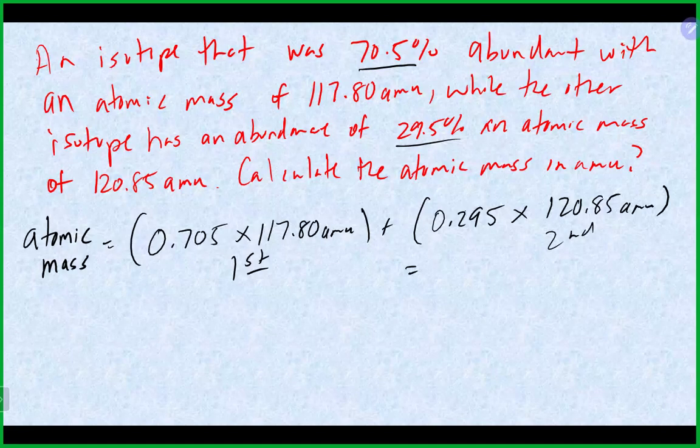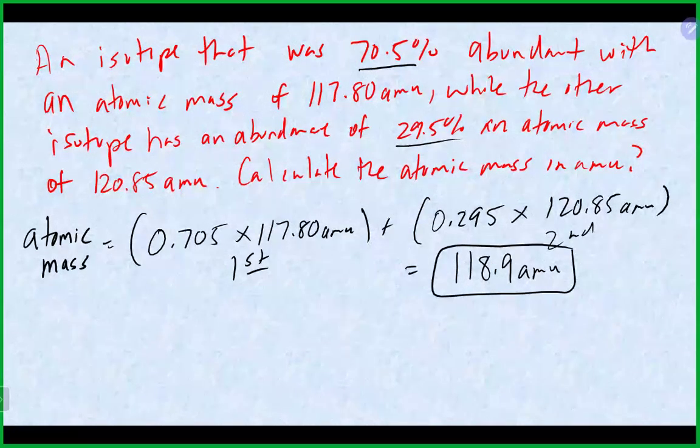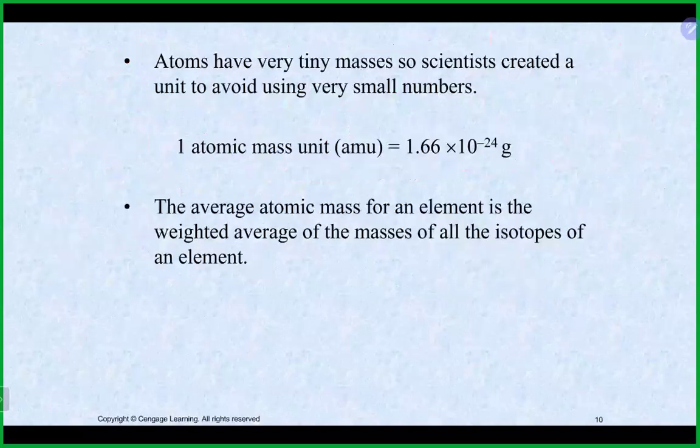And then we should end up with something here. Let's see. And we'll end up with about 118.9 AMU in this case. Any questions on that there? So this is the calculation, how they get really the numbers that you see on the periodic table.